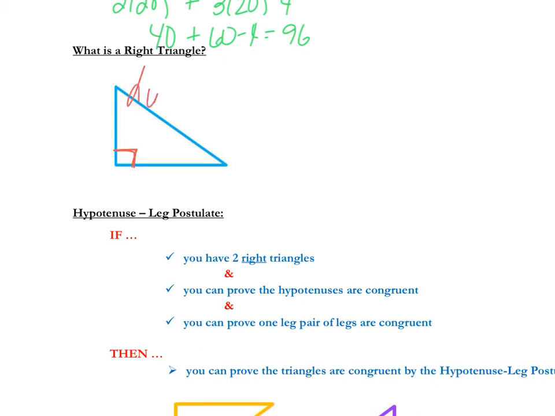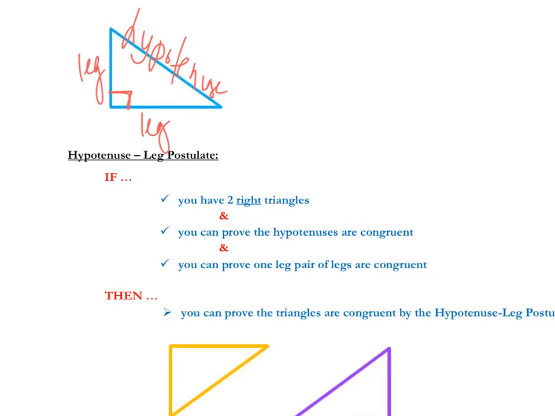The side across from the 90-degree angle is known as the hypotenuse. And then each one of these sides is known as a leg. You can only use the hypotenuse leg postulate, that's where HL comes from, if you have 2 right triangles, you can prove the hypotenuses are congruent, and you can prove one pair of legs congruent. If you don't have one of these components, you cannot use HL. And there's going to be some times where you do have a right triangle and you can't use HL.